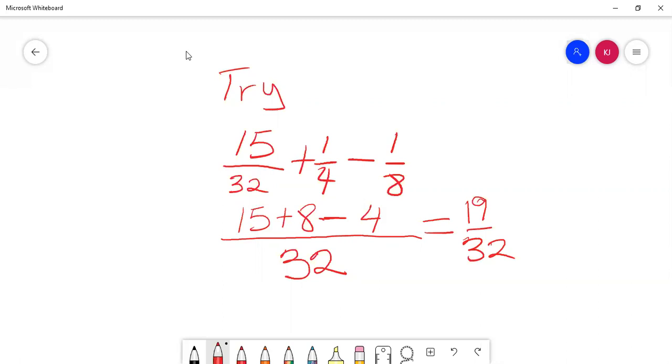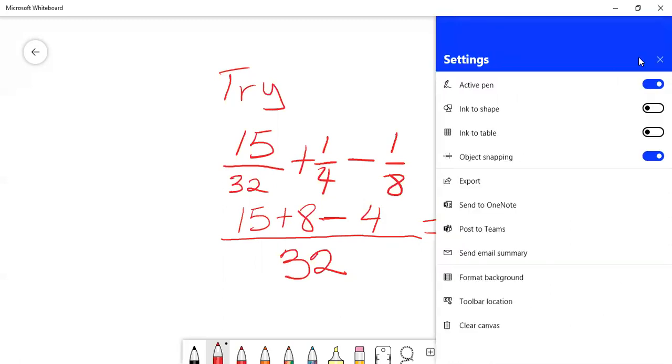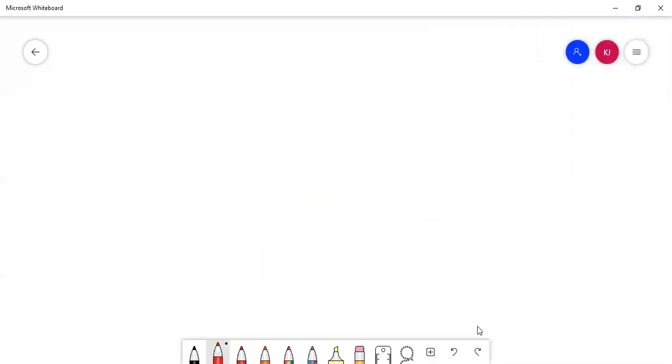Okay. So should we do another addition and subtraction problem, or is that enough? Okay. But what about multiplication? Let's say we have something like 5 over 12 times 4 over 25. How do we simplify this?